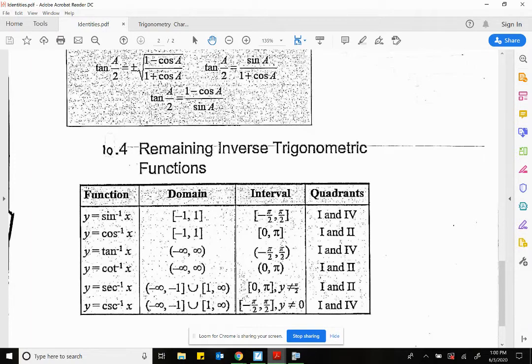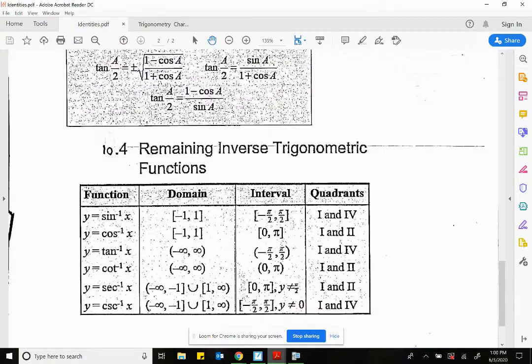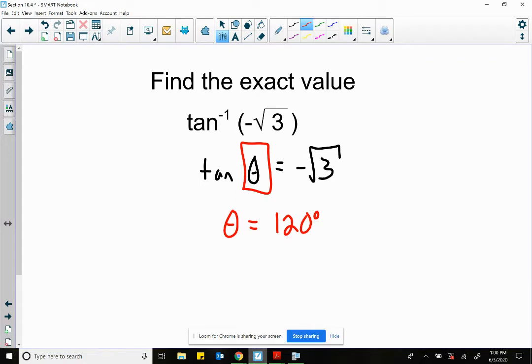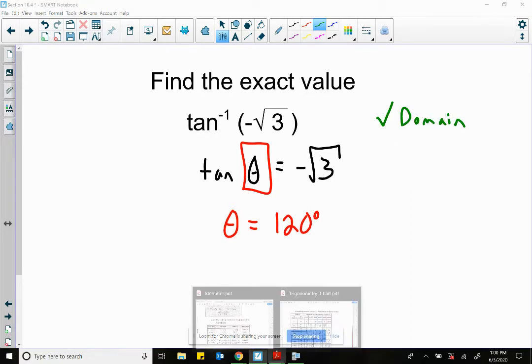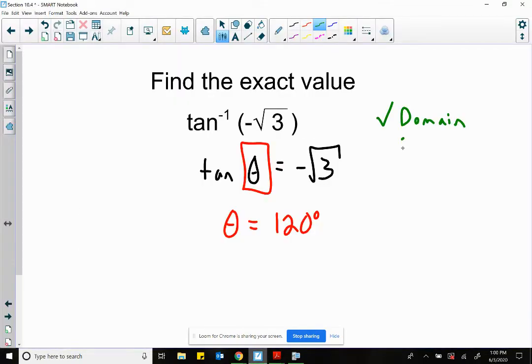Which is weird because that doesn't make sense for this answer. That's not a quadrant 1, nor is that quadrant 4. Tangent negative square root of 3. We know that it is possible because it's in the domain. Okay? That's the first thing we should have checked. I should have said that first. So you should always check domain first. And since the domain of tangent, if you look at this, is all reals, we're good to go. Because negative square root of 3 is in that domain.